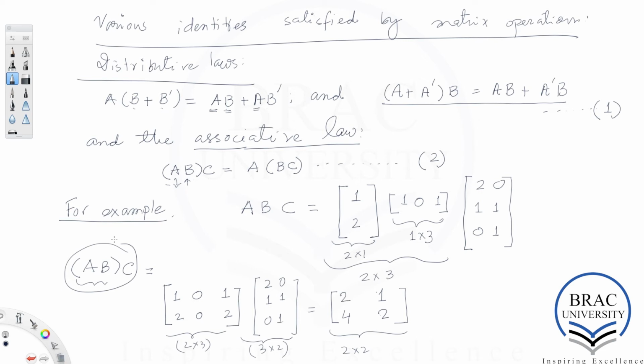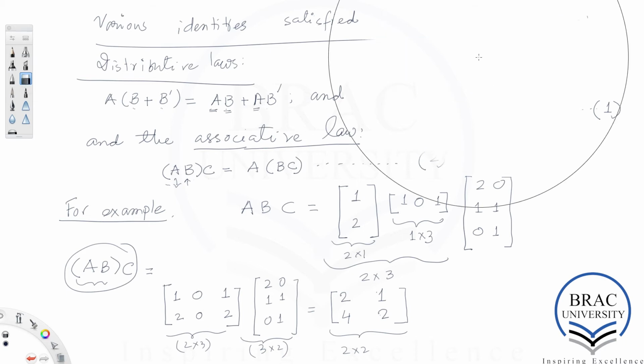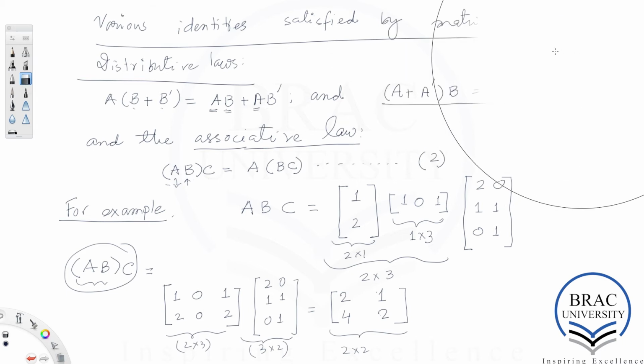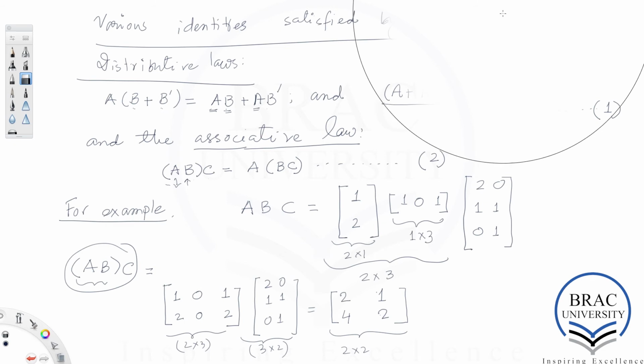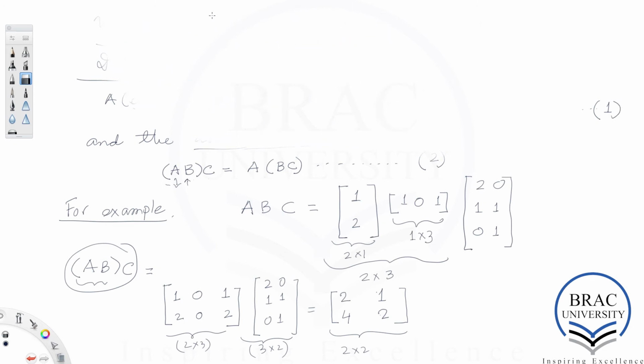Now we are going to write the product in the other order, right? A times (BC). We multiply these two matrices first.